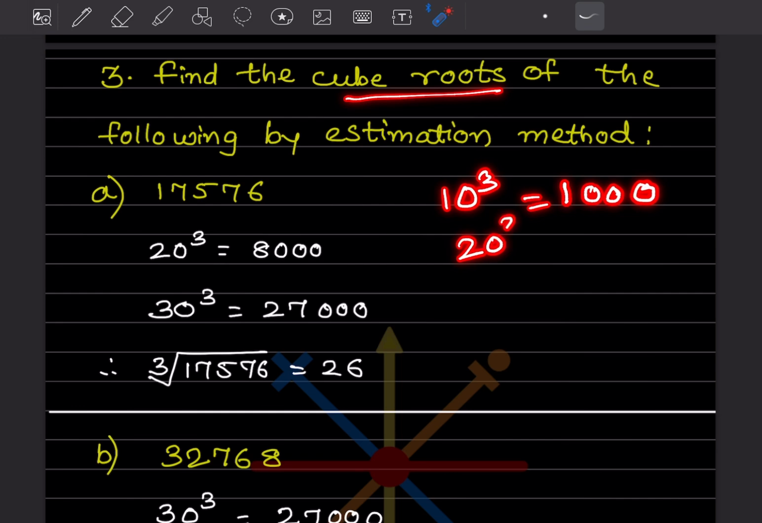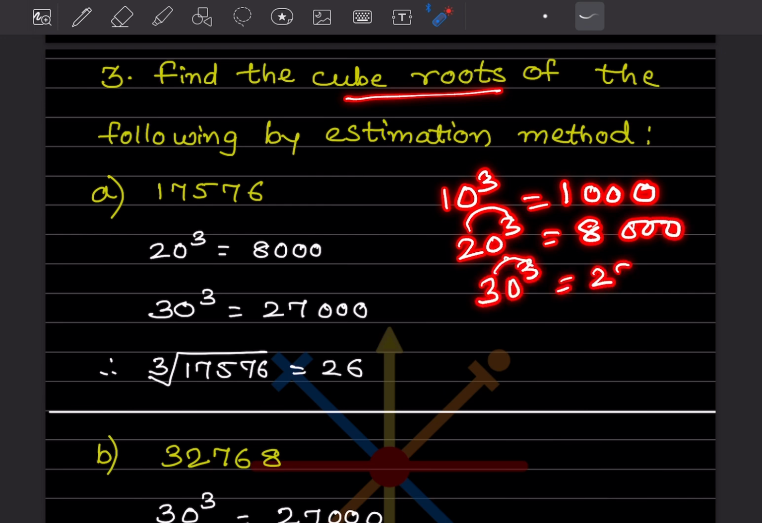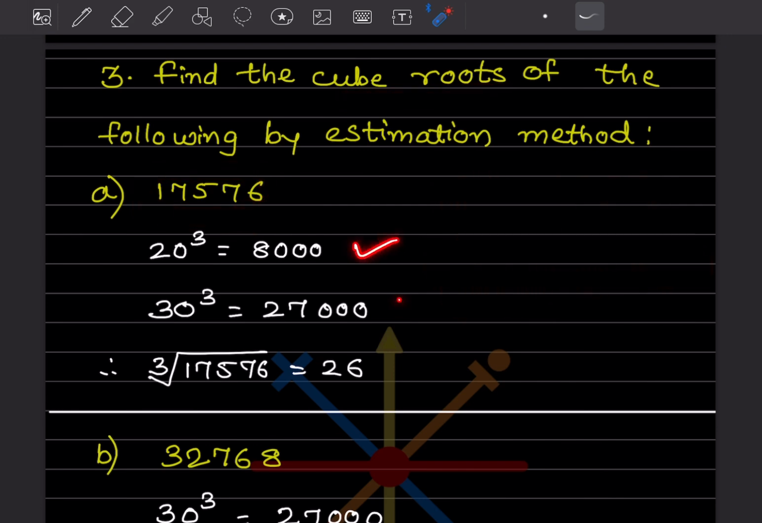If you take 20 cube, 2 cube is 8, and then 3 zeros. If you take 30 cube, 3 cube is 27, and then there are going to be 3 zeros. But this number, 17,576, lies between 20 cube and 30 cube. So this is what I have written over here.